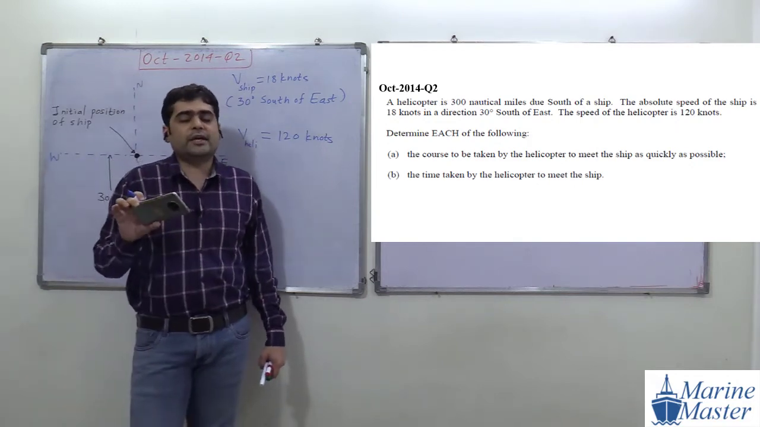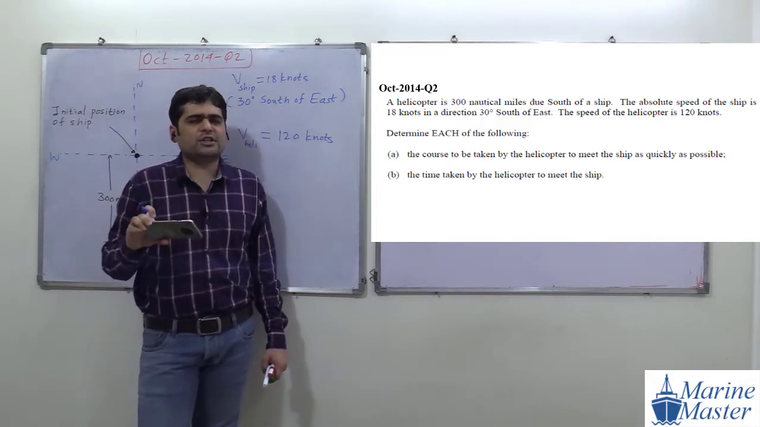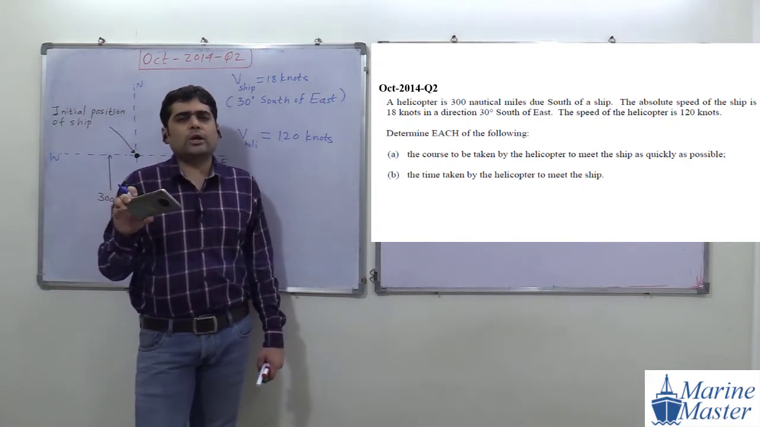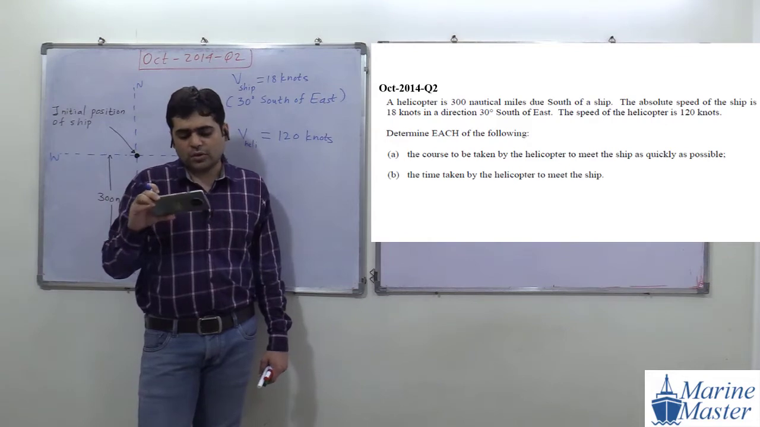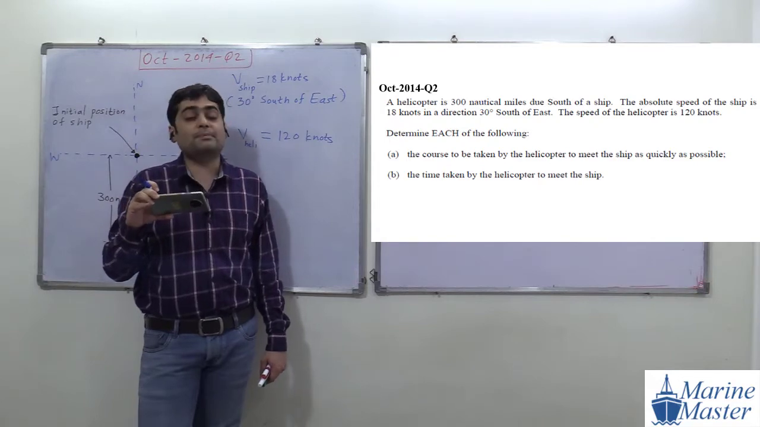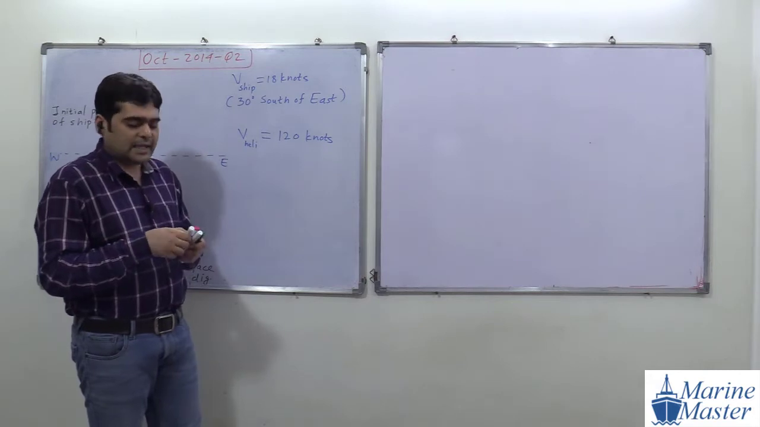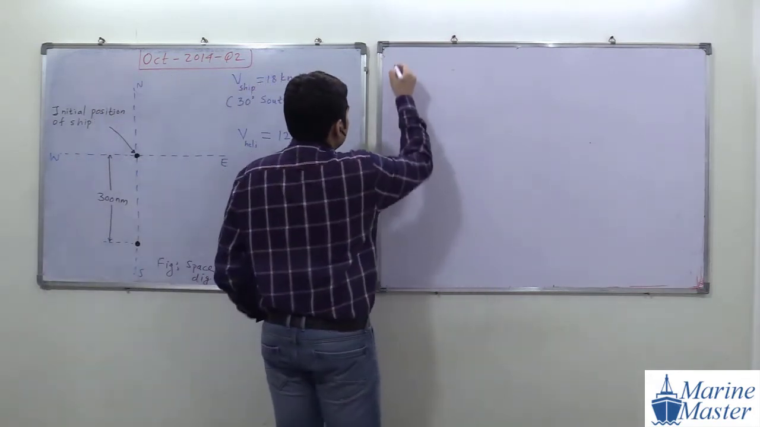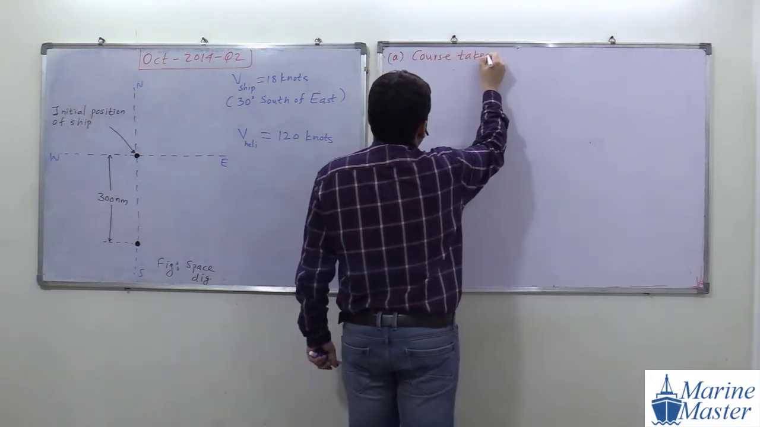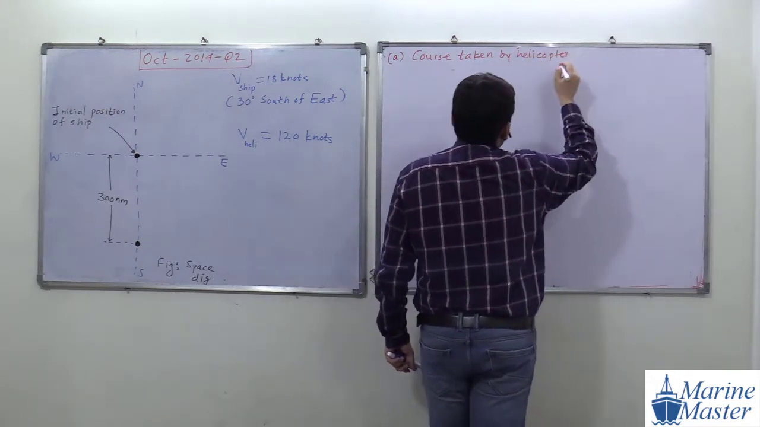What is the meaning of the word course? In the friction chapter, there was one question where we had to find out the course. So course means the course to be taken by the heli. Course taken by the helicopter to meet the ship as quickly as possible. In A part, our target is to find out the course taken by the helicopter, for what purpose? To meet the ship.